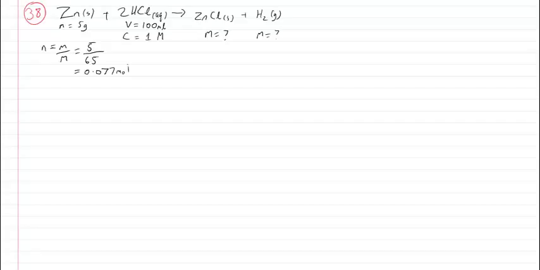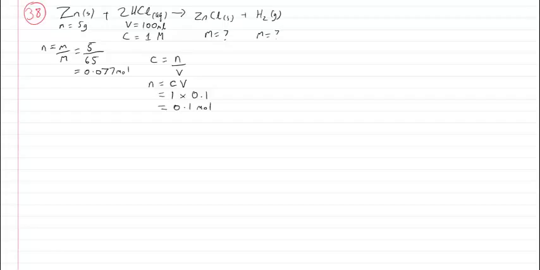Now, for our hydrochloric acid, we know our volume is 100 ml and our concentration is 1 mole per litre, but we don't know the mass, so we can't use the previous equation. What we need to do is use this one, c equals n over V, or if we rearrange it, n equals cV. Our concentration is 1 and our volume is 0.1, so 100 mils is 0.1 litres. Multiply those together and we have 0.1 mole of HCl.